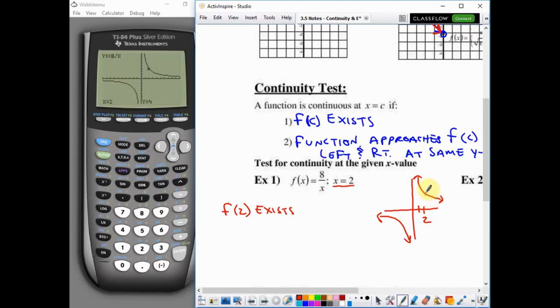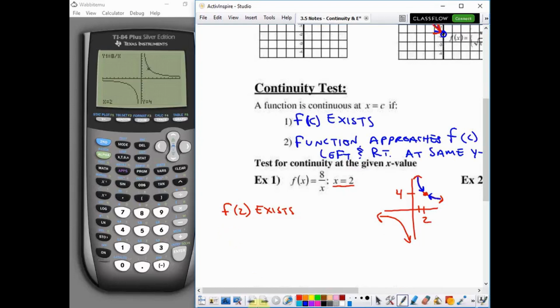So when x is 2, y is 4, that x value actually exists on the graph. It passed the first test of continuity. The second test is whether or not the graph actually approaches that particular point from the left and the right at the same y value. I see it approaching here from the left, here from the right at the same y value.